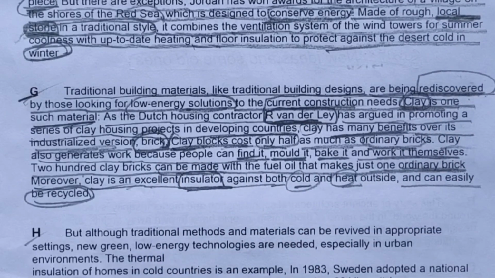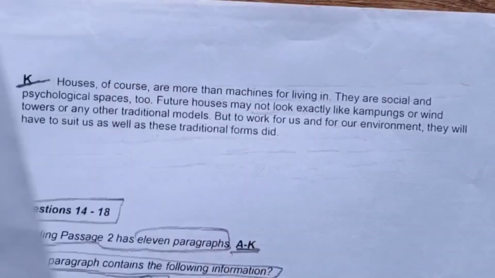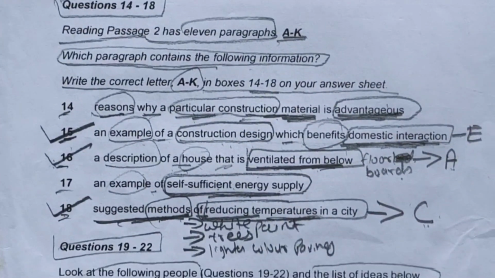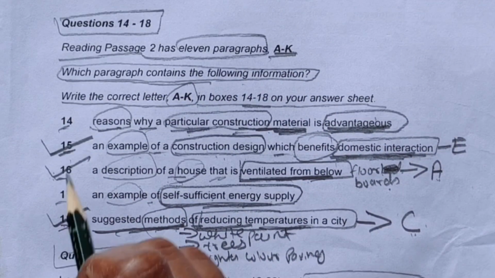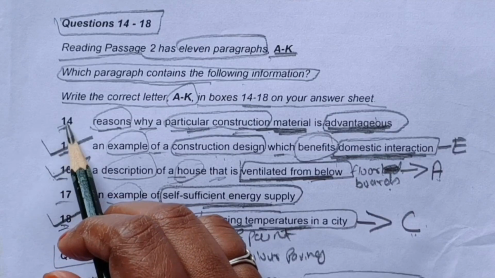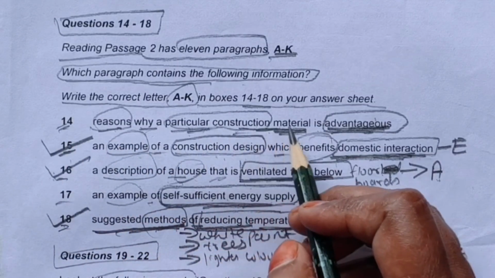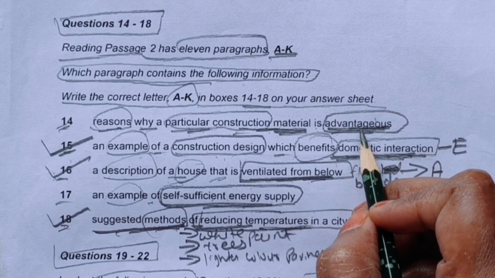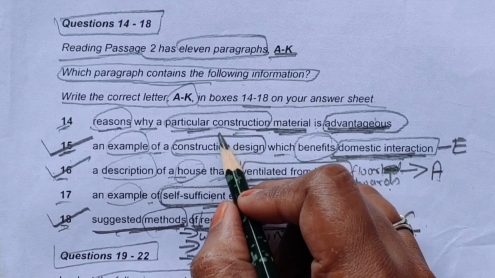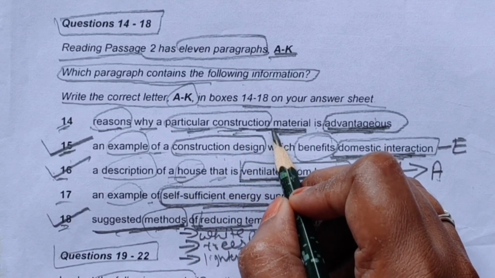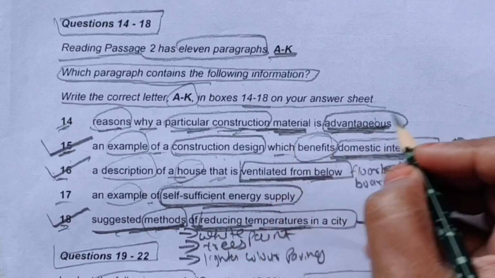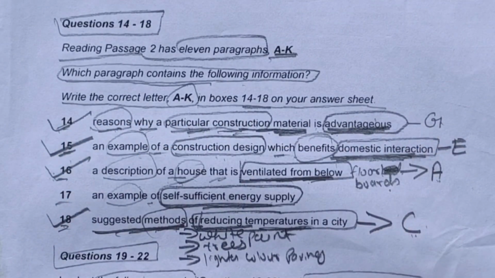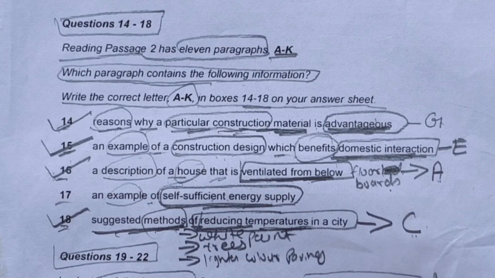So let's see whether we are getting our answer or not. In our first question type, number 14: reasons why a particular construction material is advantageous. In the same paragraph we have seen the advantages of clay, which is the particular construction material. Clay is a particular construction material. Yes, so these things we have seen in G paragraph. So we will write G in front of 14 in our answer sheet. I hope you have understood from where we are getting this answer.